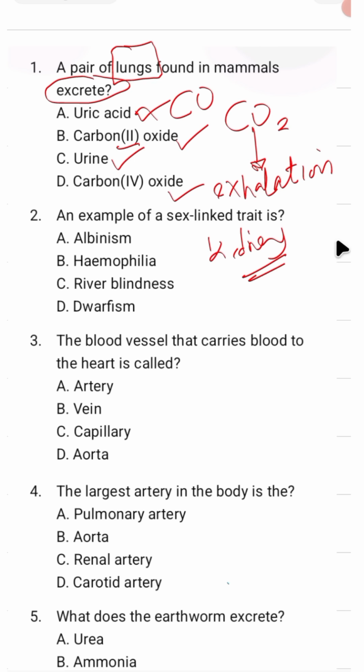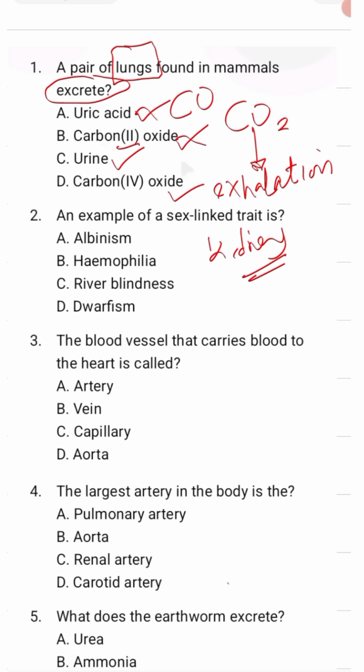Let's go to the next one. The next one says carbon 2 oxide, that is CO. Carbon 2 oxide is a poisonous gas. It is not produced by normal metabolism. It is actually associated with incomplete combustion, not biological respiration. Take note of that. So this CO is not the answer.